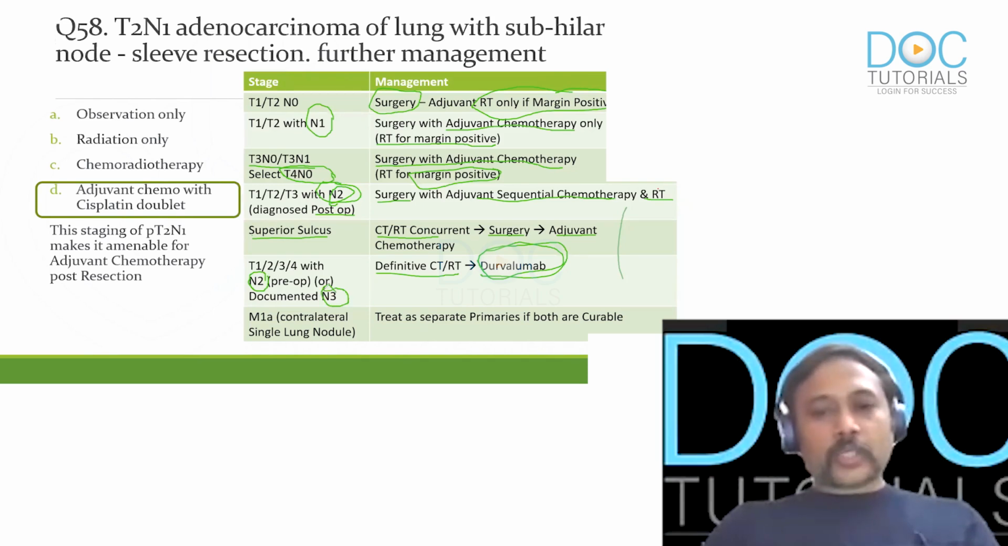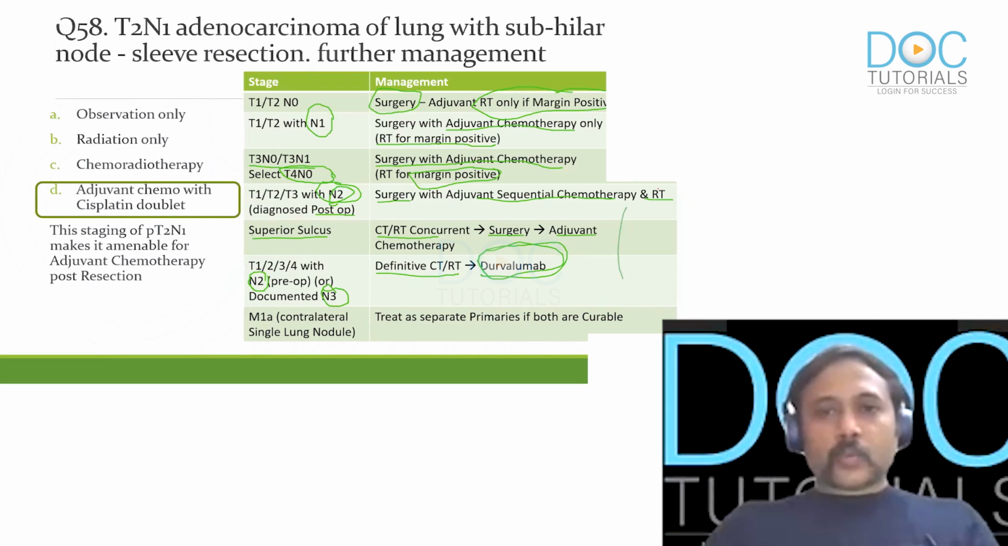So in essence, what you have to remember is any patient who has N2 or N3 disease will require radiation as part of his treatment. When you have preoperative N2 or N3 disease, then you have to go for definitive chemoradiation. On the other hand, when it is diagnosed post-op, you have already done the surgery, so then you'll have to give sequential chemotherapy and radiation. When it is only N1 disease, there is no role for adjuvant radiation except when there is margin positivity.